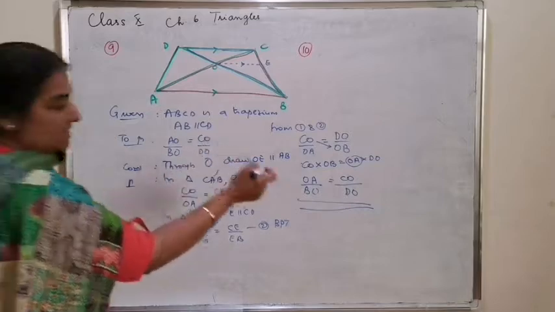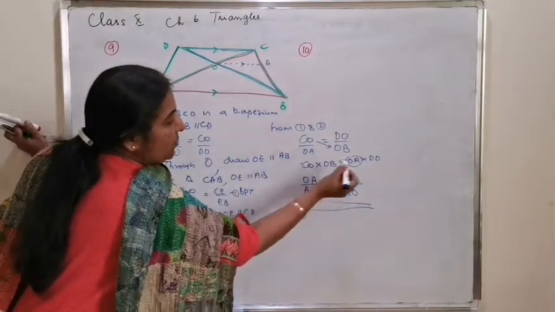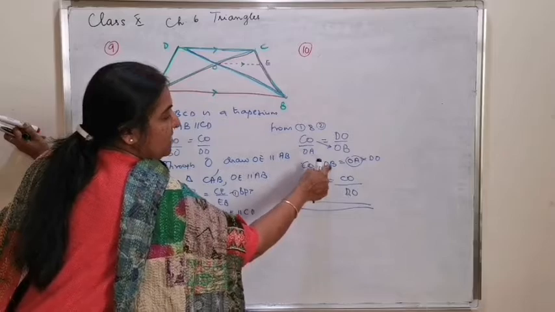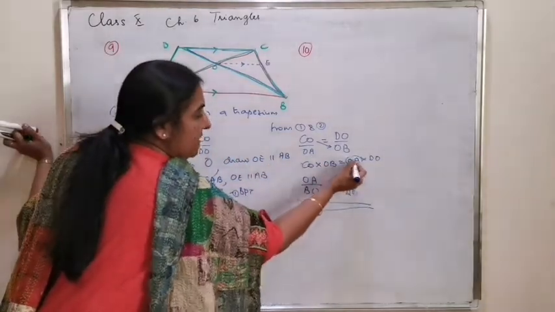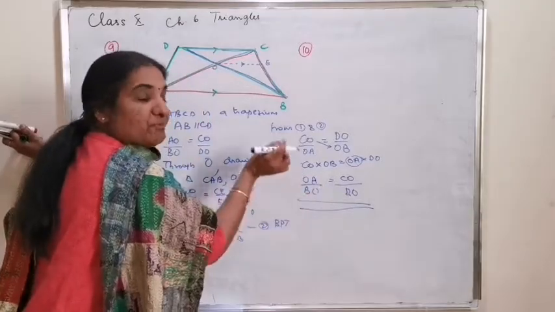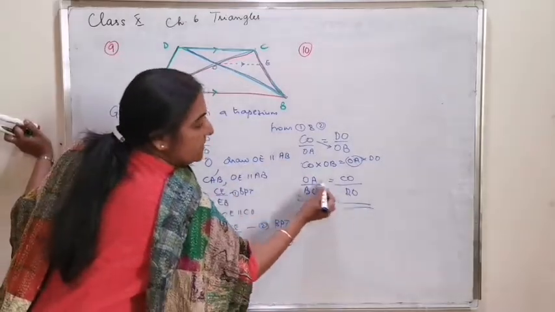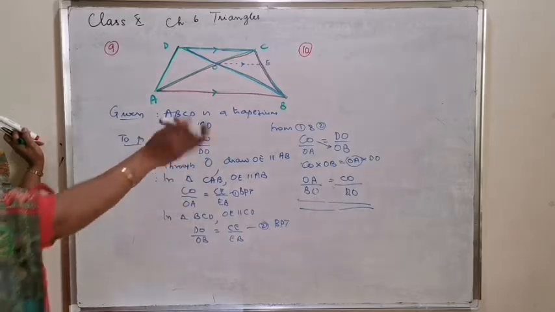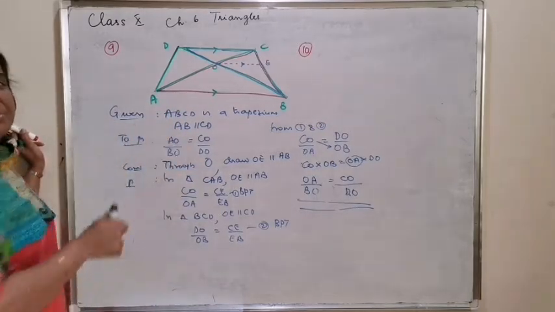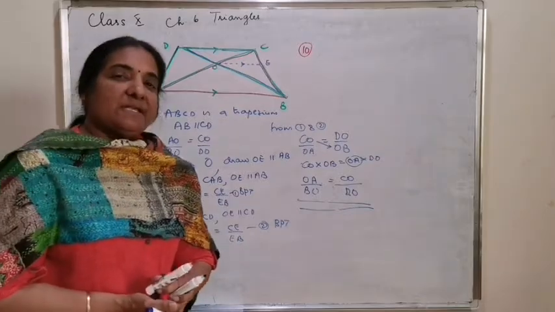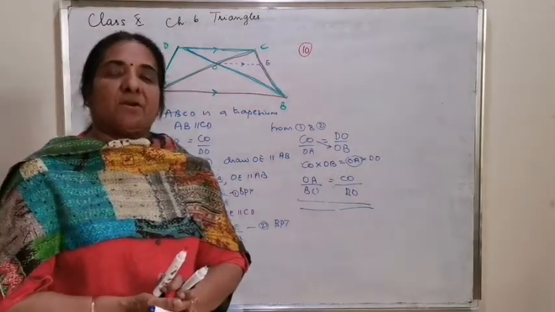Automatically it will be correct because AO into DO is the same as OB into OC. So when you wanted OA by OB, arrange one side. Before arranging the second side, see whether the results match the previous step. Therefore, AO by BO is equal to CO by DO. It is a very, very important 3-mark question.